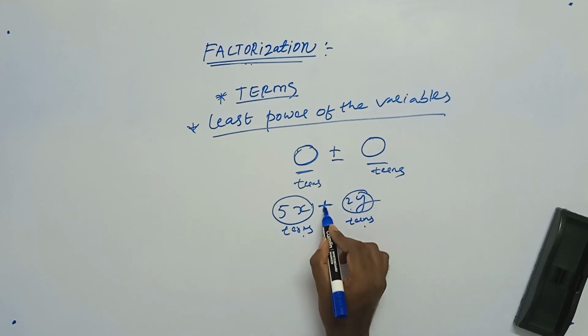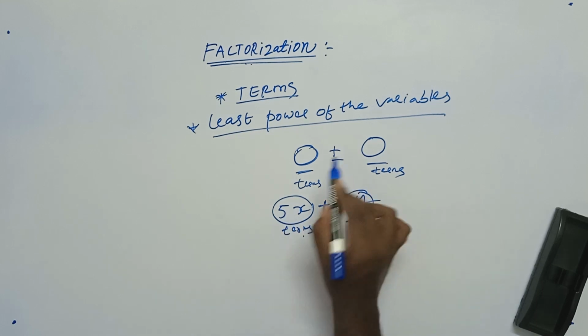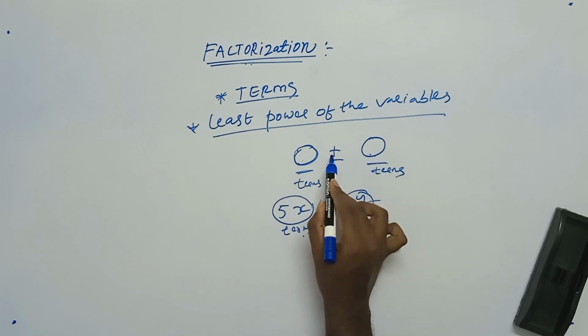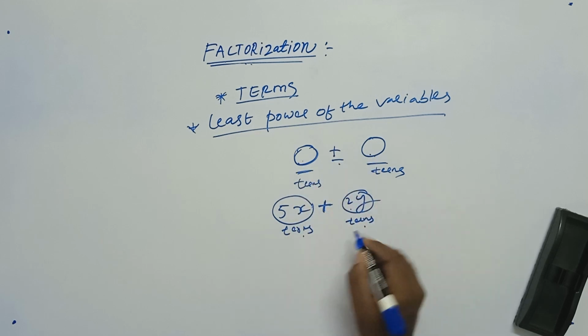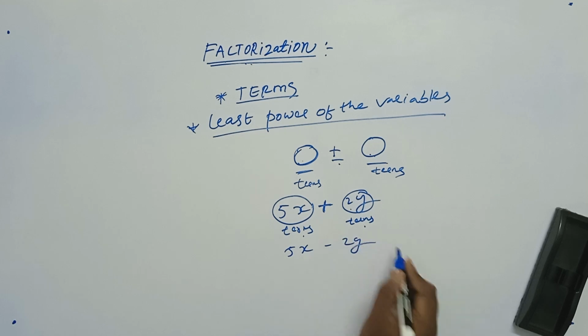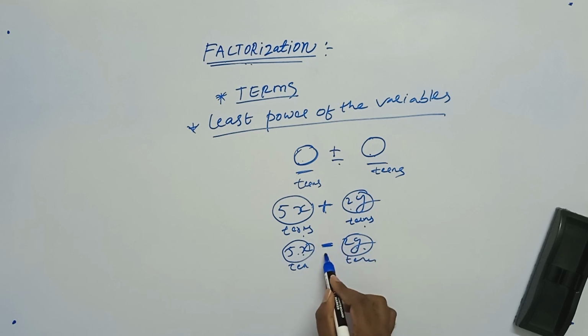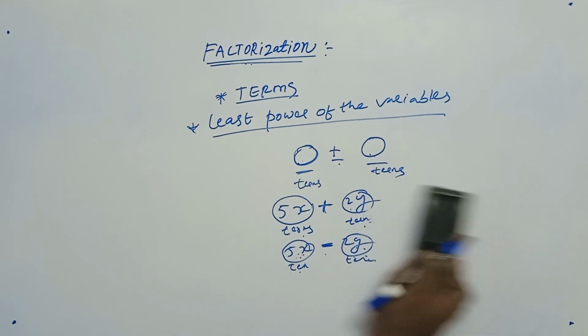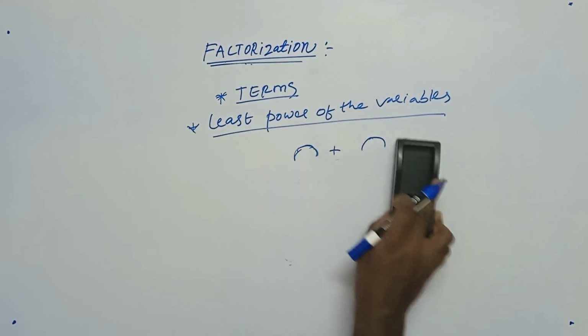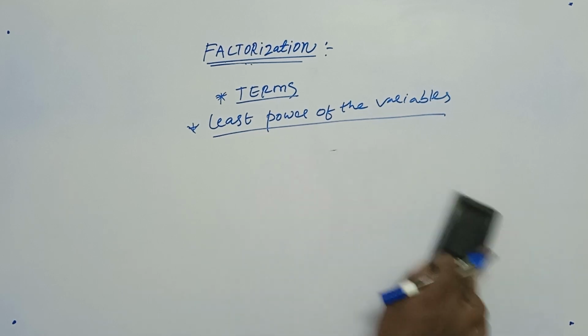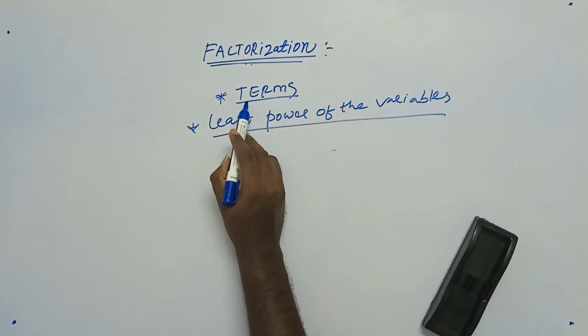Those values which are separated by plus and minus signs are terms. If you take 5x minus 2y, there is a minus sign here. What do you call 5x and 2y? Those are called terms, right? So those values which are separated by plus and minus signs are called terms. You should be able to know what this actually means. Okay, this definition has been completed.